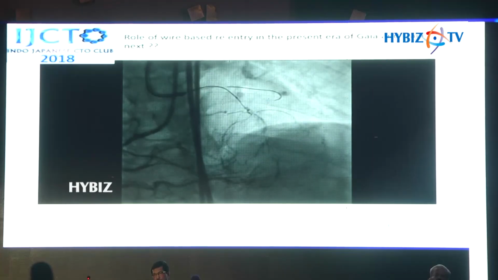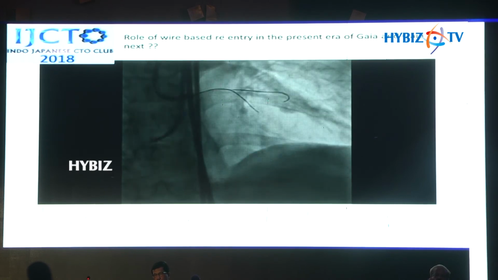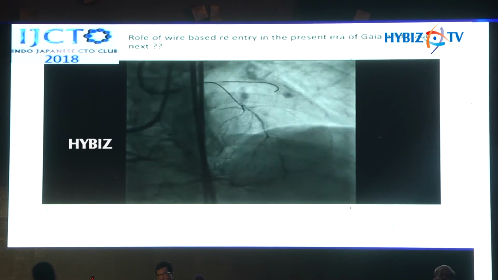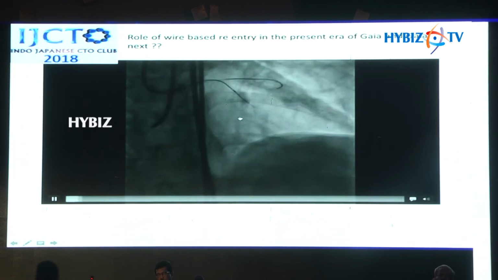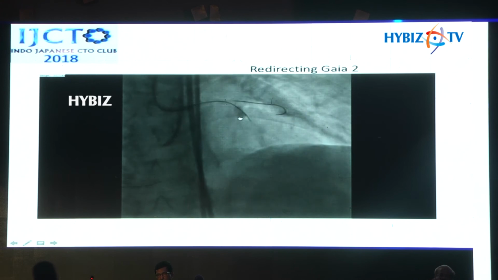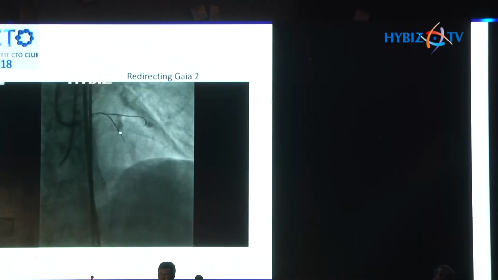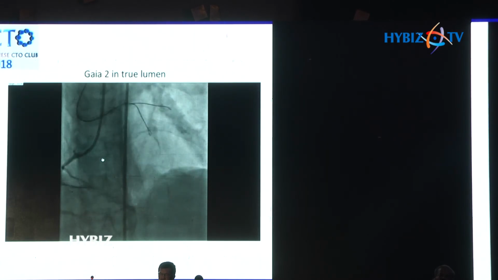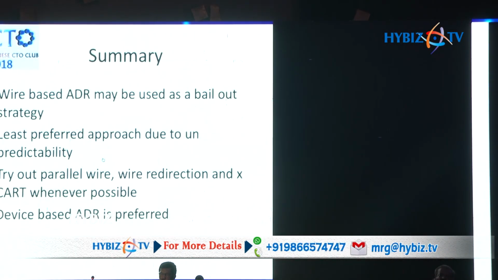Now, my question is, what is the role of wire-based re-entry in the present era of Gaia and now Gaia Next? These wires are extremely torqueable, extremely controllable, even in the distal part of the CTO. Now you can see this wire is actually out here, a short CTO of LAD, but the distal landing zone is narrow. You all might have noticed that most of the time nowadays you can easily pull back the wire and redirect it into the lumen like this. And this is even more feasible with newer wires like Gaia Next.